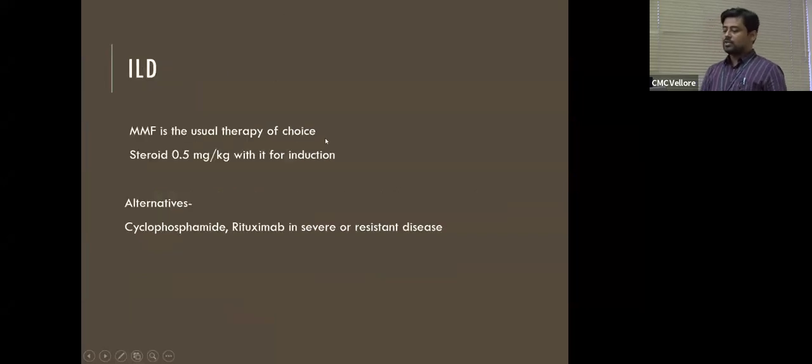For ILD, MMF is the usual choice of therapy, as in any CTD related ILD. The induction dose is 2 to 3 grams, with steroid along with it at 0.5 mg per kg for induction, and slowly come down after a month. Alternatives are cyclophosphamide and rituximab, but they are used only in resistant or severe cases.